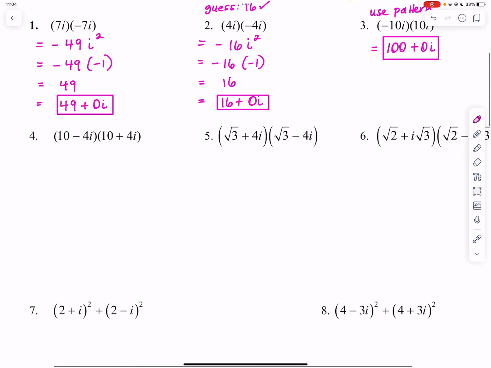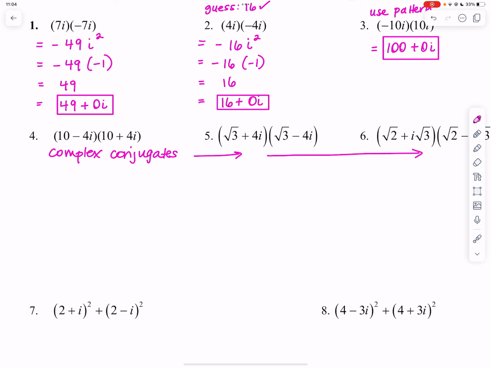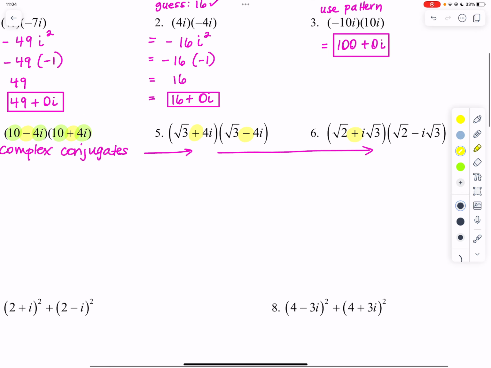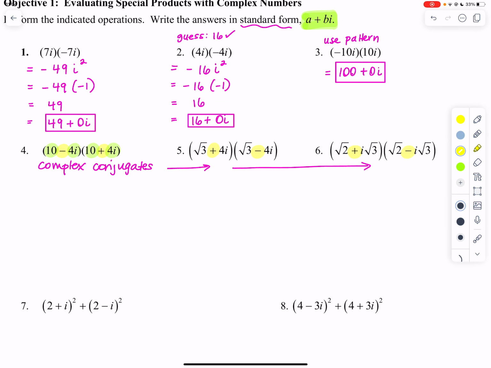So what do you notice? These are complex conjugates. And when you have complex conjugates, just the sign changes. So we have the real and the imaginary part are the same. These are the same. But then we have the change in sign. And as you can see, that is the same for both of these other problems.